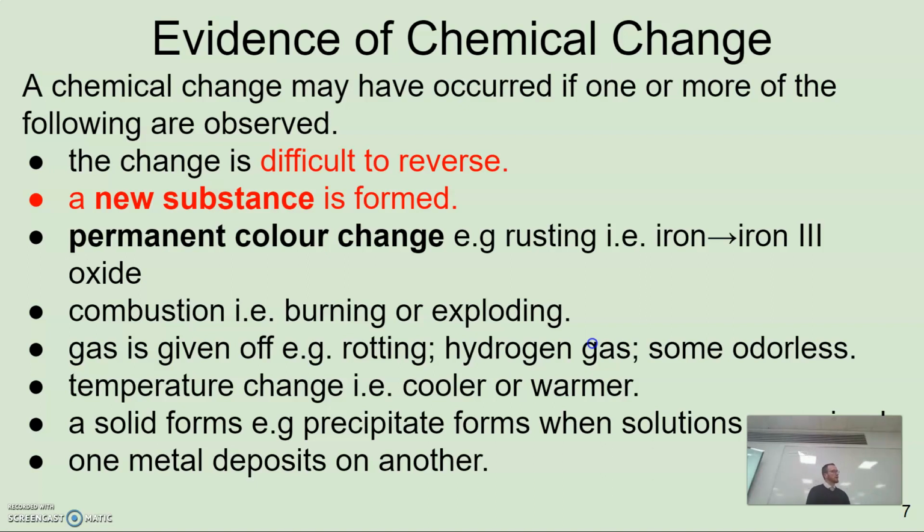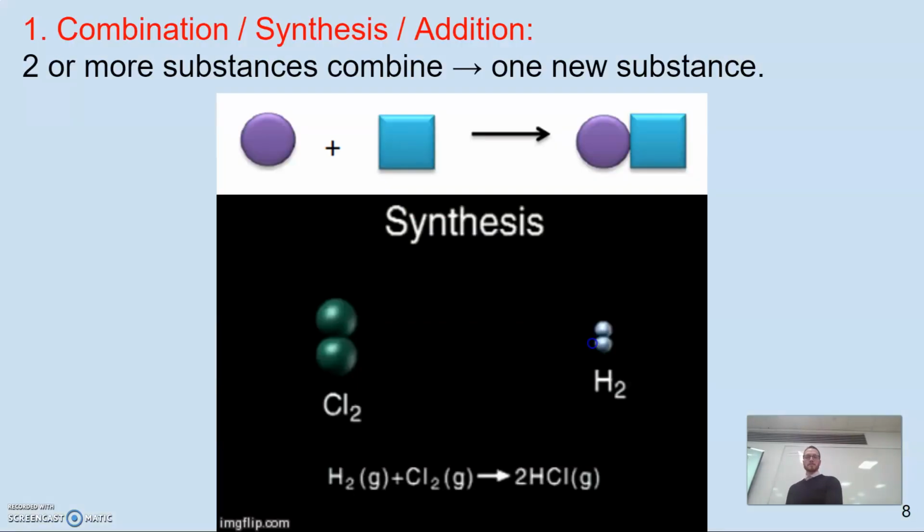Temperature change. So does heat get given off or does it get cooler? Solid forming, like precipitates. We'll talk about that. Or one metal depositing onto another.